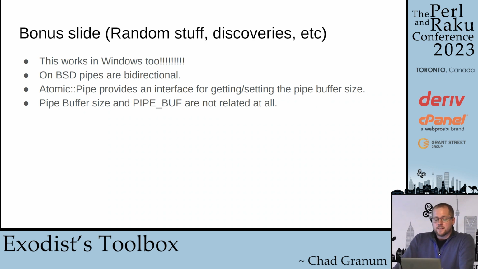Bonus slide. This works on Windows. Yeah. Note I found while doing this, BSD pipes are bidirectional. Atomic Pipe also provides you with an interface to adjust the pipe buffer size. And interestingly enough, the pipe buffer size and the PIPE_BUF constant here are not actually related, which is really strange.